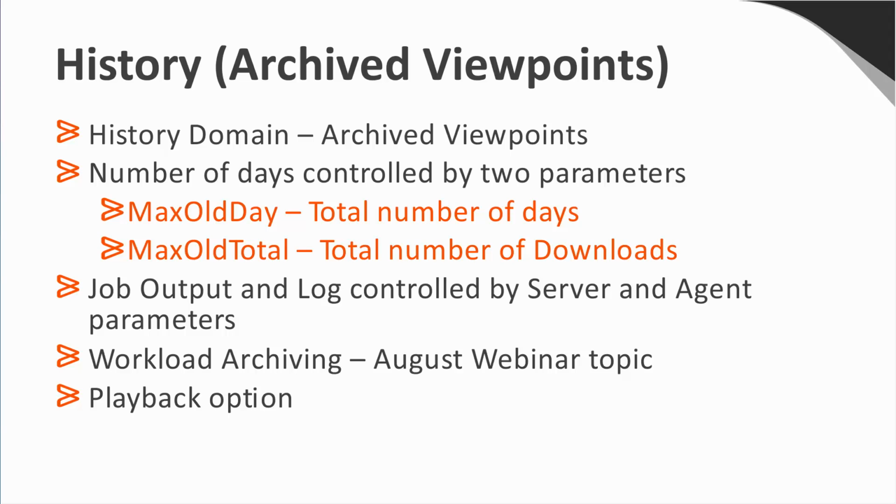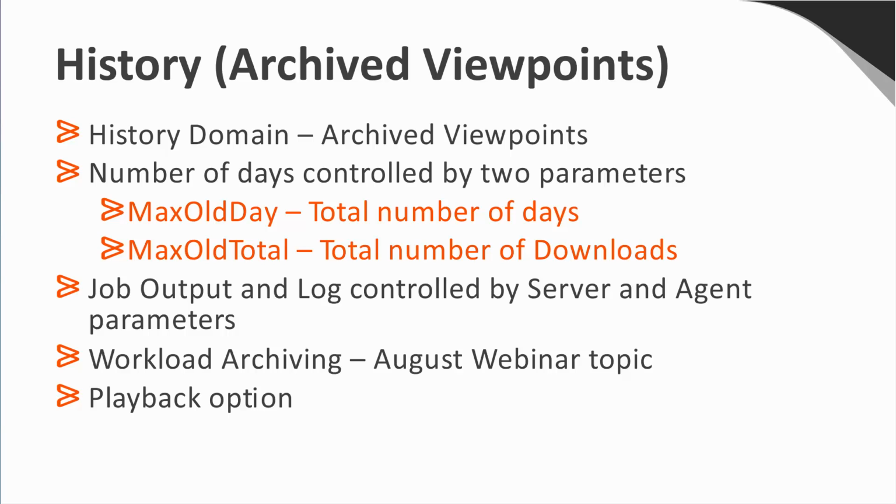One product that we recently released, Workload Archiving, can help with this. Workload Archiving is a separate server with a separate database space, and it will store the job output and job log and previous versions of the job so that you can use that to look up history and not store all that information in your live production database. The history domain also has an interesting, very useful feature called playback, where you can go to a point in time. We'll look at that in our demonstration.